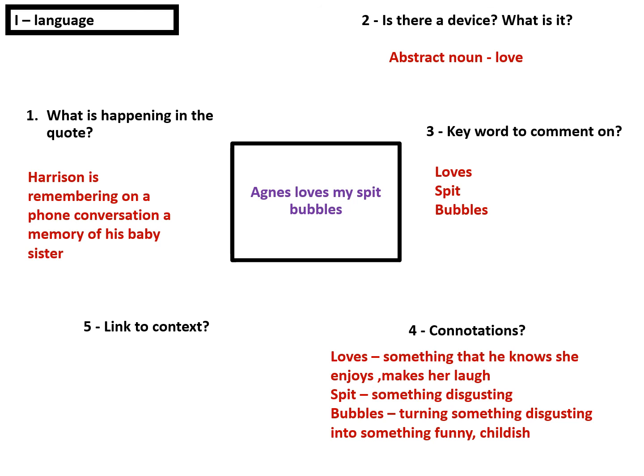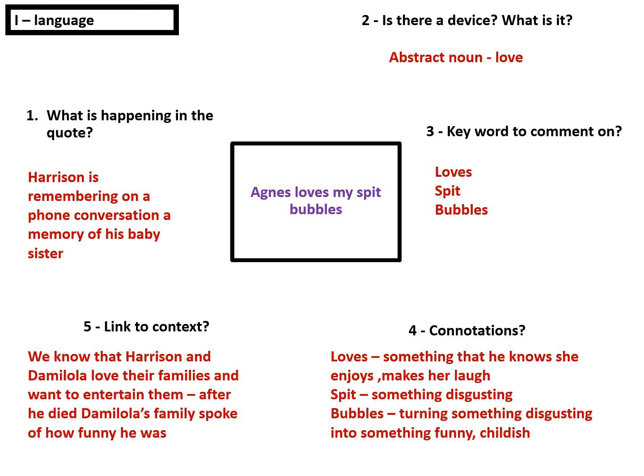That's my analysis of those key words, but how can I link them to context? Well, we know that Harrison and Damilola love their families and want to entertain them. After he died, Damilola's family spoke of how funny he was. So by using this example of Harrison being funny, it links to the context. So pause this recording now to complete your quote explosion for your language quotation.